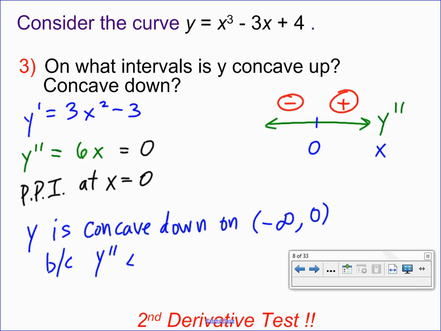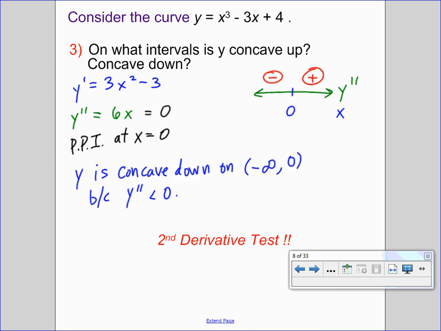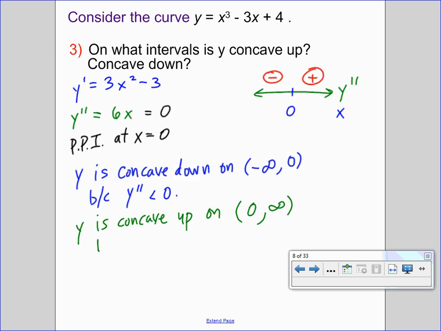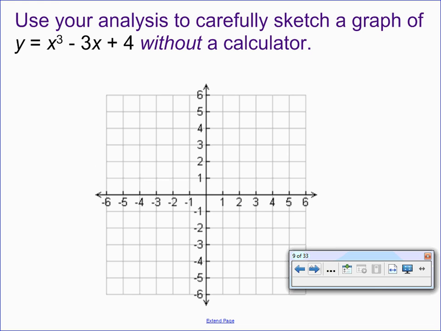We're going to save time and use an equality notation. And y is concave up on 0 to infinity because y double prime is positive on that interval. Everybody good? Okay.